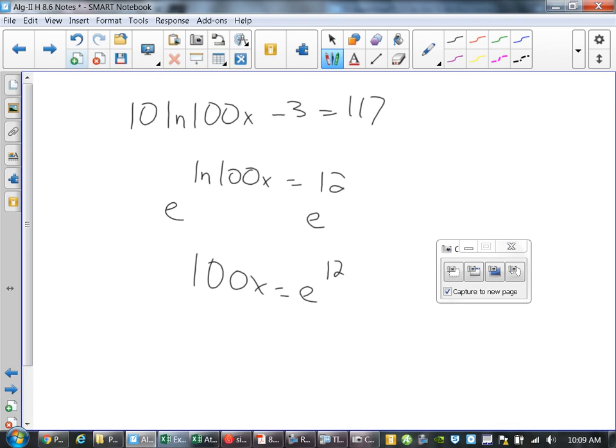And then solving for x, your last step is to divide it out. And you go to the next problem. There's really not a lot of goofiness to this stuff. It really is pretty straightforward.